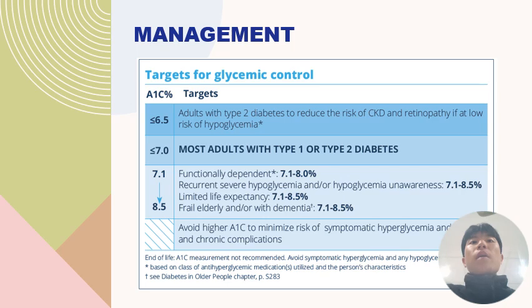For management target, we should aim for under 7% of glycated hemoglobin, but it could be adjusted following the patient's status. For example, if the patient has limited life expectancy, we don't strictly aim for 7% to prevent the hypoglycemic crisis.